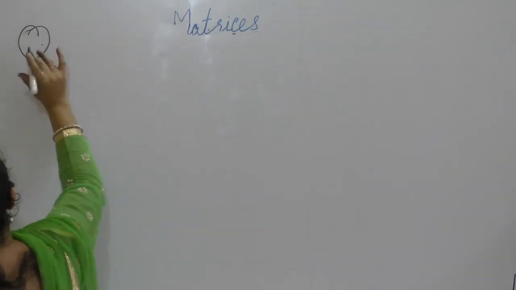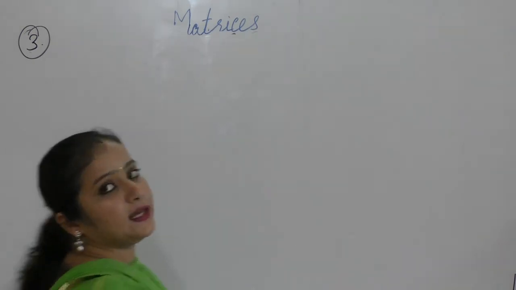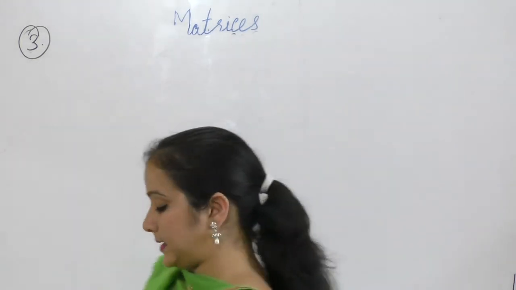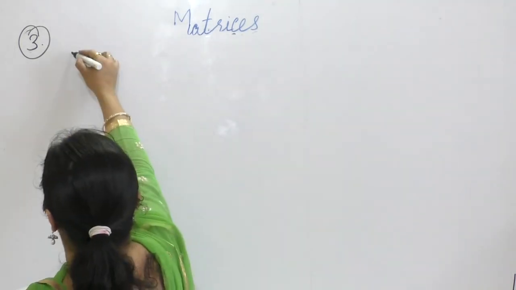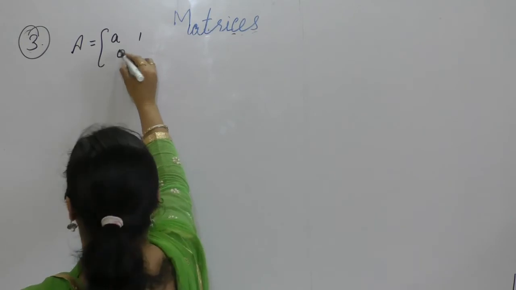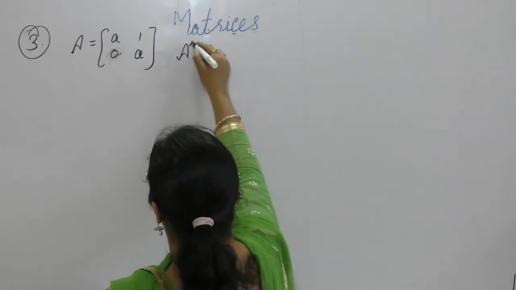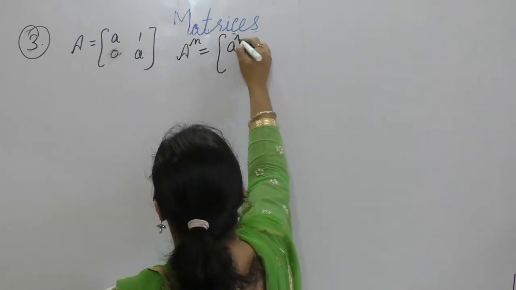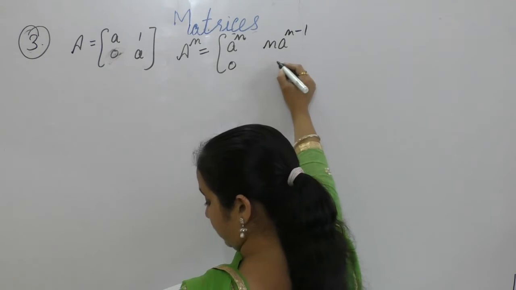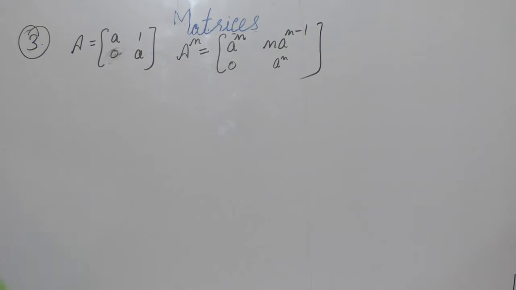Now the next one is: if A is a non-zero real or complex number, use the principle of mathematical induction to prove that if A is the matrix [[a, 1], [0, a]], then A^n is equal to [[a^n, n·a^(n−1)], [0, a^n]] for every positive integer n.